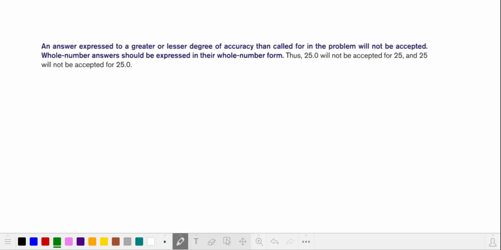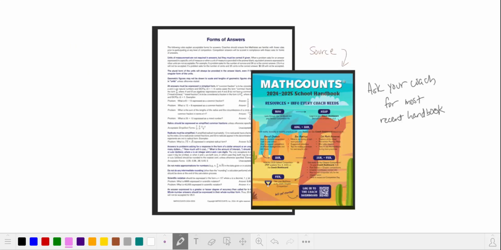Do not add extra levels of accuracy than is asked for in the problem. If the answer is a whole number, then write it as a whole number. Here in their example, if the answer is 25, just write a 2 and a 5. Don't add on a lot of extra zeros, even though it's the same number. It will be counted wrong. These are the most recent rules for the forms of answers.